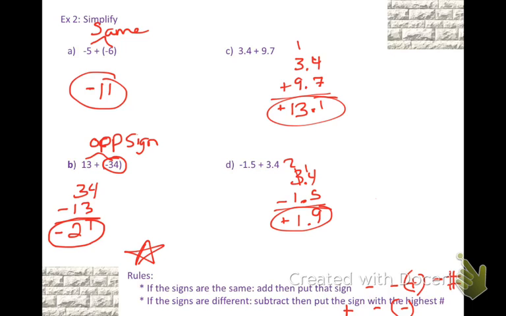Okay, on C, remember you lined up your decimals, so your answer should be 13.1 because they're the same sign, and you added, and because both of them are positive, it's a positive answer. You do not need the plus sign, so it can go away. And D, they're opposite signs, so you need to subtract. Remember to put the bigger number on top when you subtract. And you again need to line up your decimals. And I had to borrow. And so it would become 1.9. And 3.4 is bigger than 1.5, so it's a positive answer.